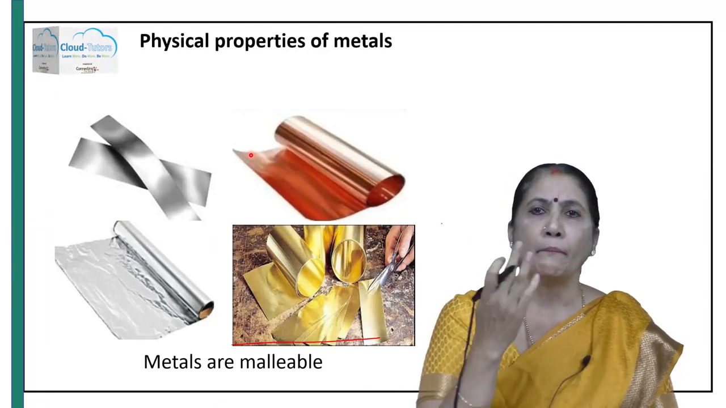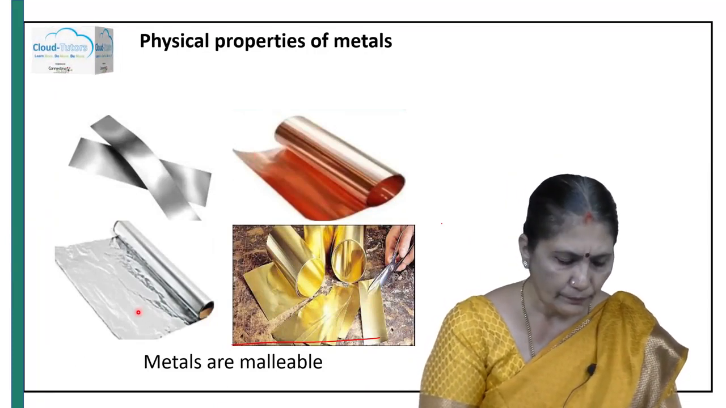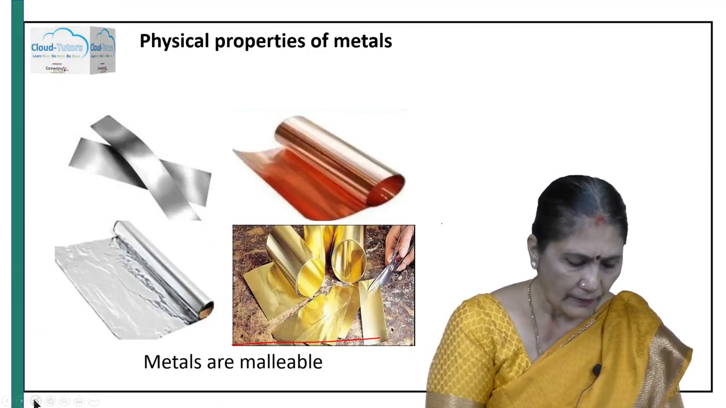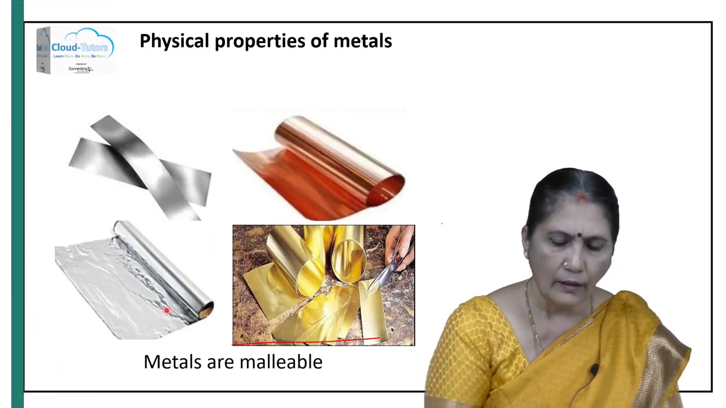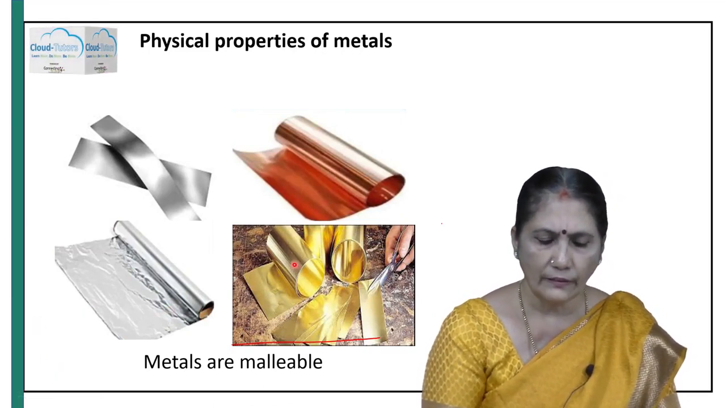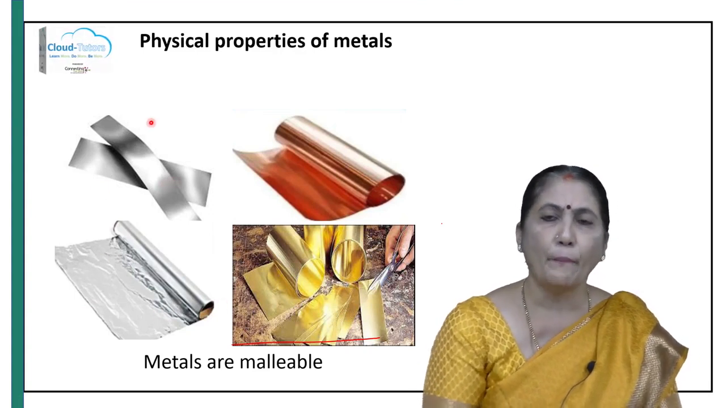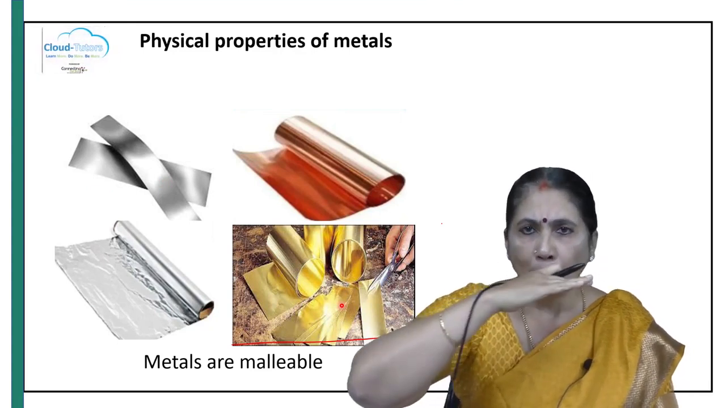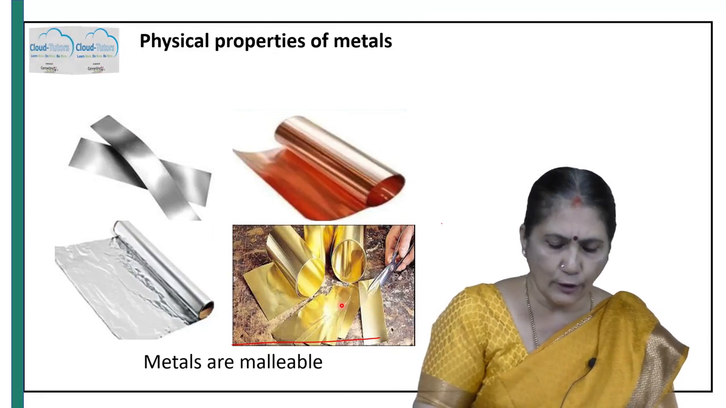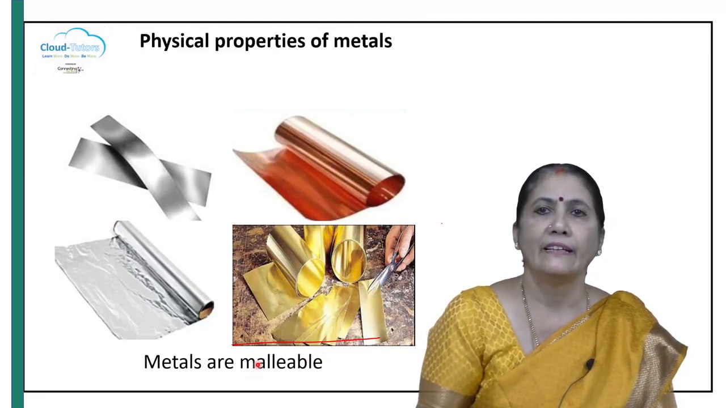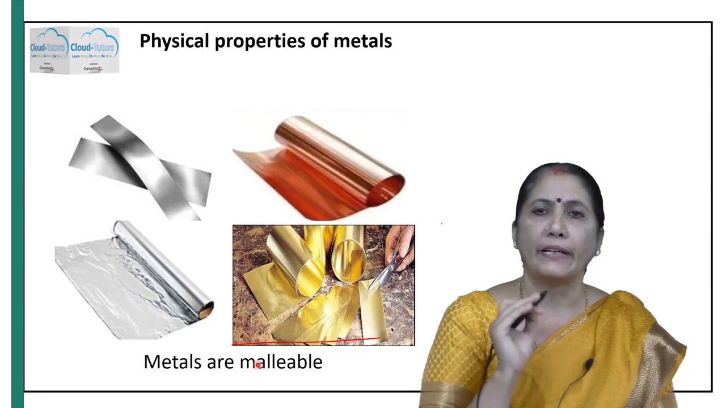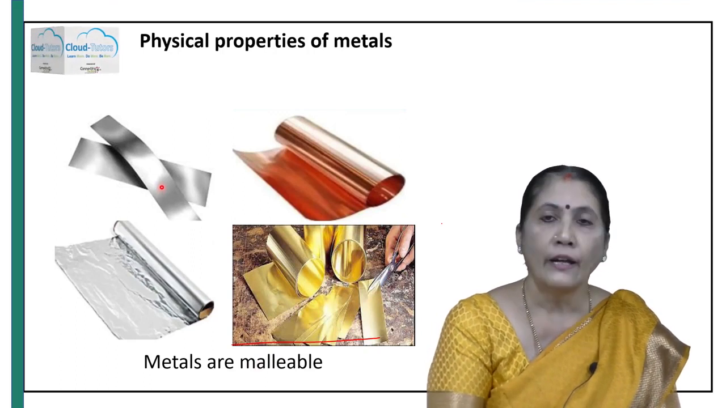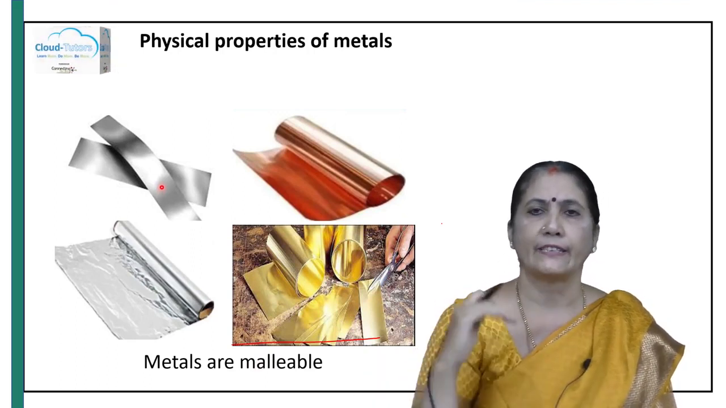If you take up the metals which are aluminium, you can see here, this is aluminium, copper, gold, zinc, all these metals have a property whereby you are able to make them into thin sheets, which is known as malleability. So the general physical property is metals are malleable. That means you can draw them into thin sheets.